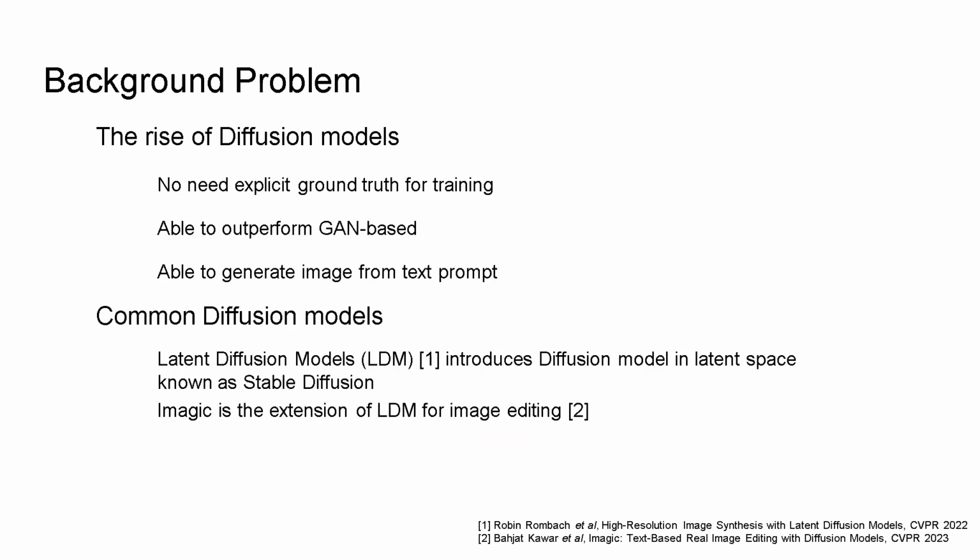One of the solutions is to utilize the diffusion model. The rise of the diffusion model has shown its potential. This method is able to beat the GAN-based method without an explicit ground truth image for training, and can generate an image from the given prompt. Among other diffusion models, the latent diffusion model, or we know as stable diffusion, is commonly used as the baseline model. Furthermore, Imagic has extended LDM to allow users to edit the image from the given prompt.